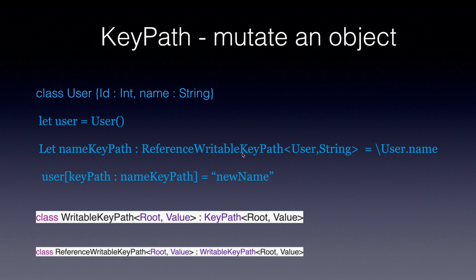Even though the key path is defined as a writable key path, when I create an instance of the structure with a let, that is an immutable object, so it cannot be mutated, and compile time gives the error. To mutate an object of the structure, it must be defined with the var keyword, and the key path must be of type writable key path.